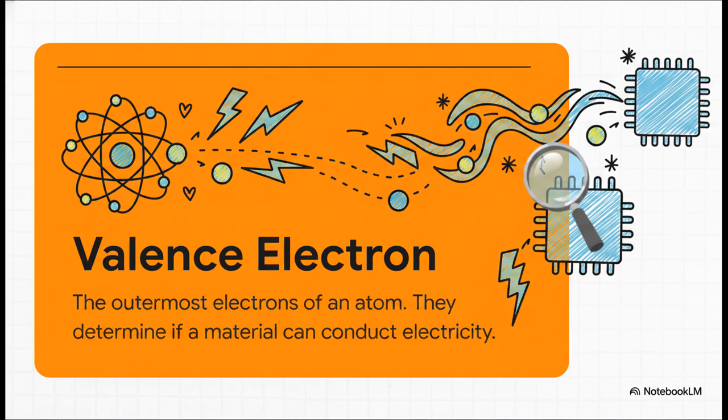To be even more specific, we really care about a special type of electron called a valence electron. These are the ones on the absolute outer edge of the atom. You can think of them as the adventurous ones, the explorers. Their ability or inability to move around is what determines whether a material can carry an electrical current or not. These little guys are the heroes of our entire story.